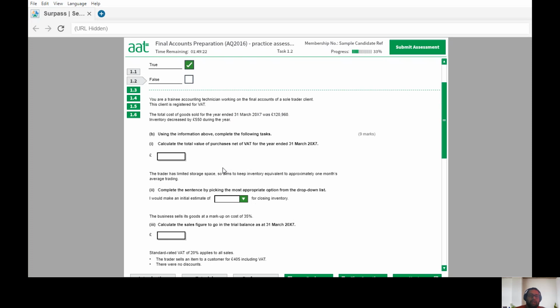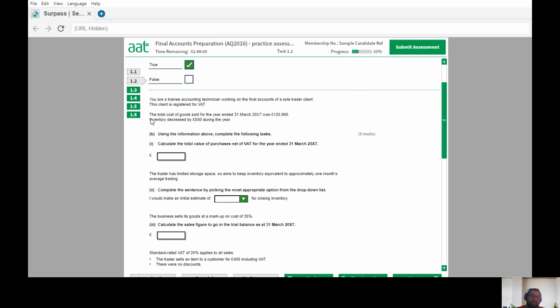You are a trainee accounting technician working on the final accounts of a sole trader client. The client is registered for VAT. So the total cost of goods sold for the year ended 31st of March 2017 was 120,960. The inventory decreased by 550 during the year.